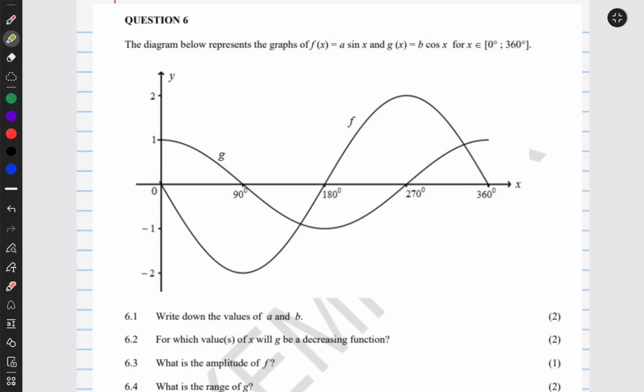So for 6.1, write down the values of a and b, the coefficients of sine and cosine. So a is the distance from the baseline to the maximum or the minimum point, both with the negative and the positive sign. So let's start with a. For sine theta, what's the maximum point here?